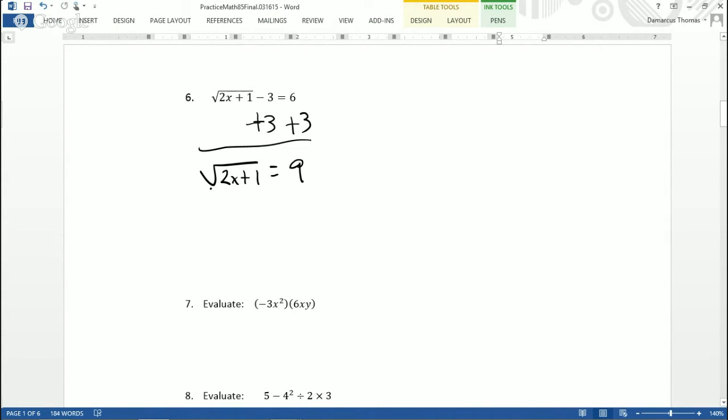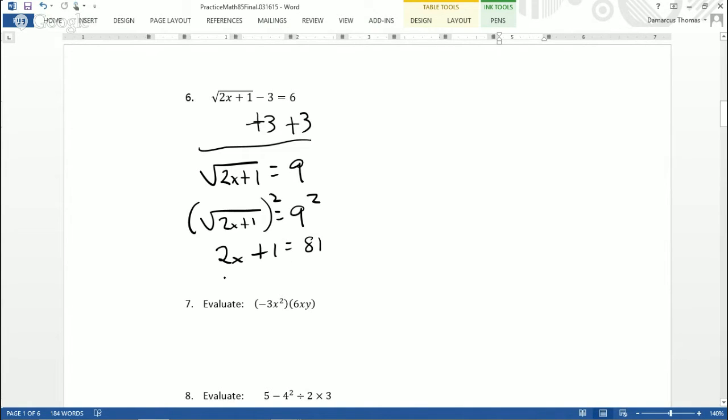And now take the square of both sides. To get rid of that radical, now that it's isolated, we can just square both sides. And then we'll square this side as well. So we're left with just 2x plus 1 equals 81.